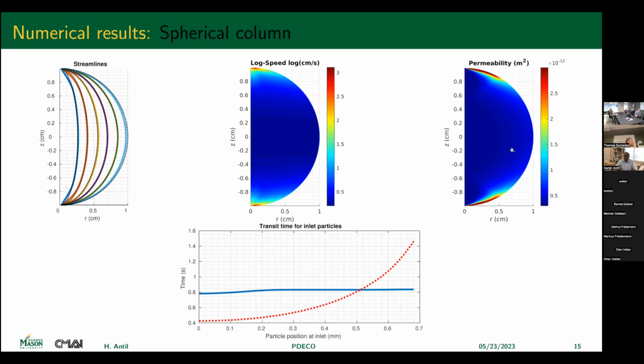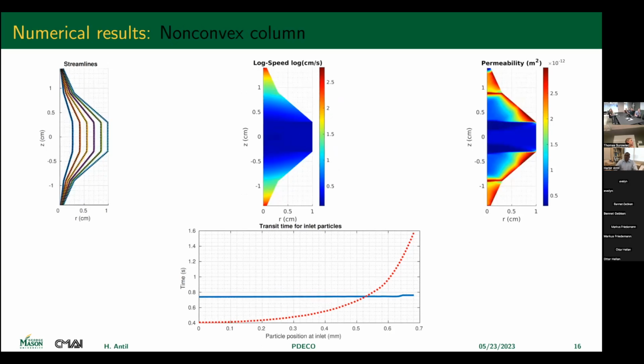Permeability field looks like this. I guess this is interesting enough for our engineering colleagues. Eventually, they want to do some sort of 3D printing for these things. One could do non-convex domains too. And here our goal is to follow these dotted streamlines. We get a permeability field, which is sort of piecewise smooth. It looks super interesting, I thought.